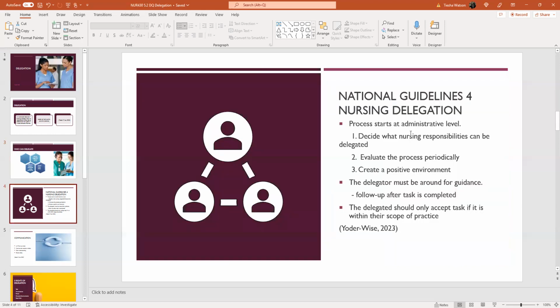The national guidelines for nursing delegation. The process starts at an administrative level. The nurse leader must confer with other nurse leaders on what procedures can be delegated and what competencies need to be performed to show that the delegatee can perform these tasks. But they do this by reviewing policies and procedures. The nurse leader or the organization also must provide training and education for these tasks and provide documentation of competency.